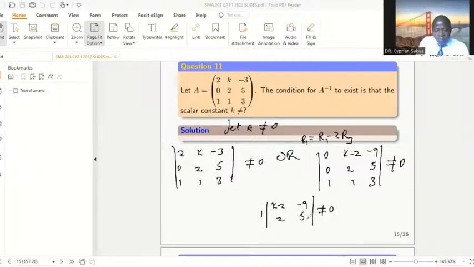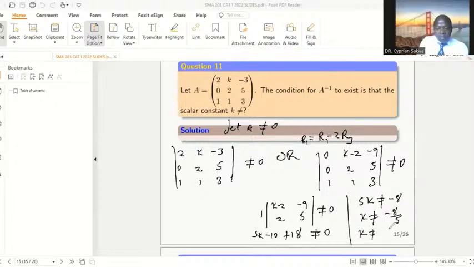Now, what is this? This is 5k minus 10, and then plus 18. Because it will be minus 18. This should not be equal to 0. So you can find k here, because what I have here is 5k. I want to take that to the other side of the equal sign. And what am I taking there? I'm taking the negative 8, because this is 8. So that k, therefore, should not be equal to negative 8 divided by 5, or k should not be equal to negative 1.6.